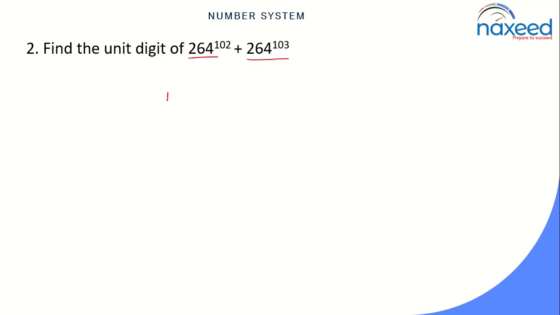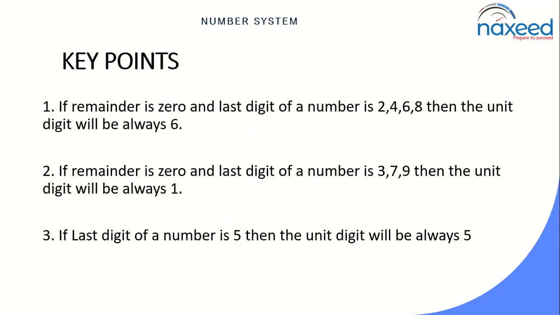Now, next step, divide the power by 2. What will be the remainder? The remainder will be 0. Yes or no? Correct? And in this case, we have to go for our key point. What is our key point? See here, if the remainder is 0, then in this case we cannot apply the method L to the power R, last digit to the power remainder, correct?